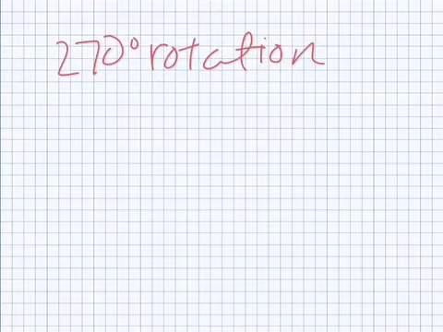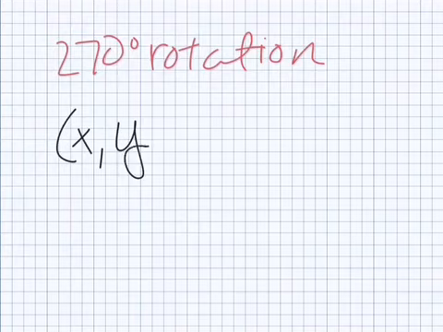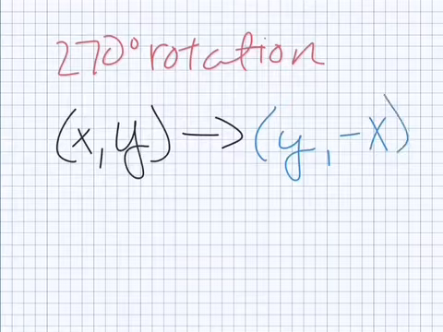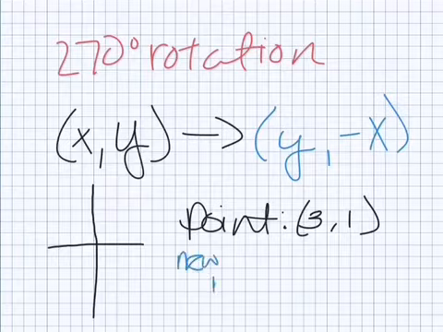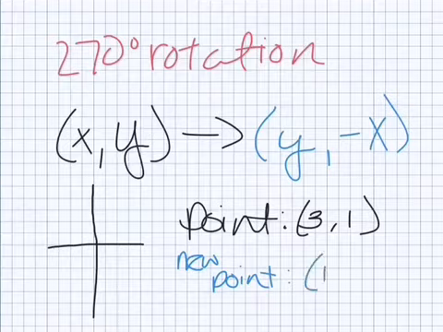The next rotation is a 270-degree rotation. The x and y coordinate for this one changes to positive y and negative x in that order. For example, I have point 3, 1. We are now going to switch the 1 and the 3 and make the 3 negative. This will leave me with point 1, negative 3. Plot that right there. And next rotation is 360-degree rotation.